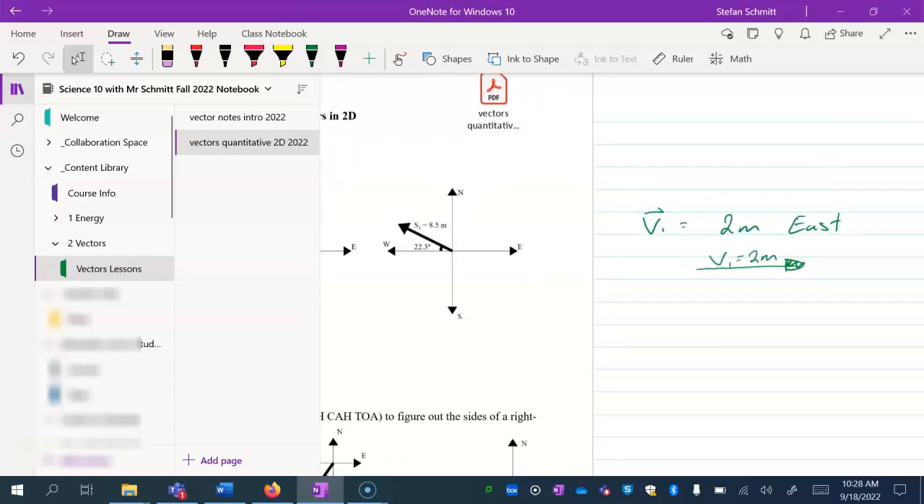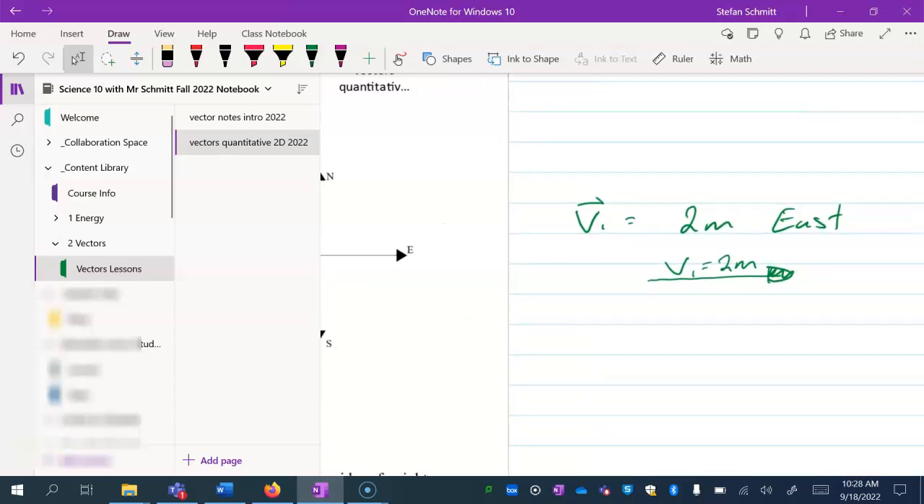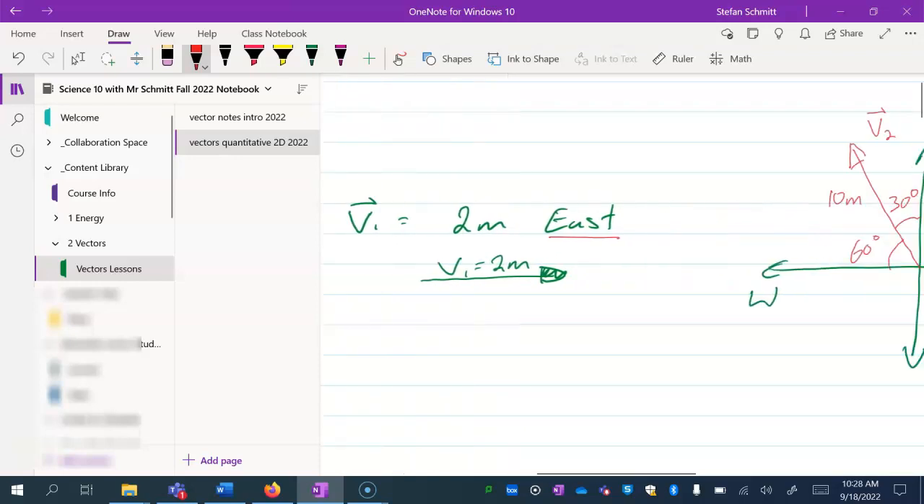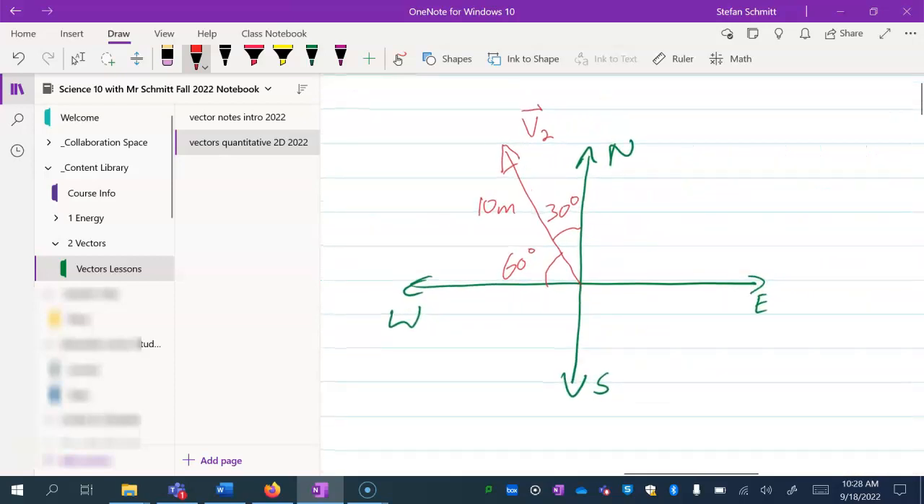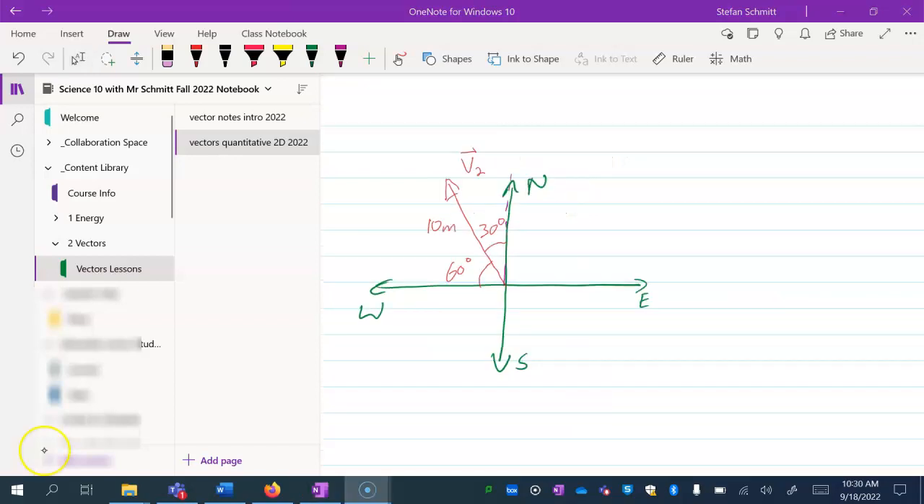Before, when we learned about vectors, specifying direction was fairly simple. We could just use a word like east. Vector v1 is 2 meters east. It points east. But now it's a little bit more complicated. You can see that this vector is not pointing north or west, but somewhere in between.